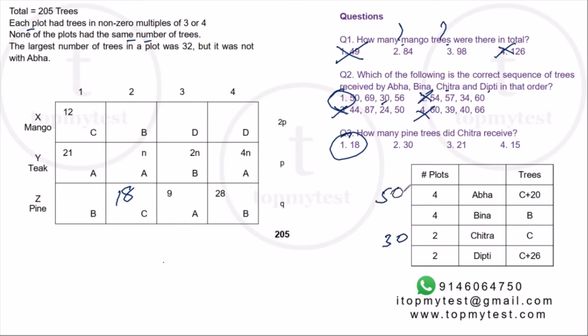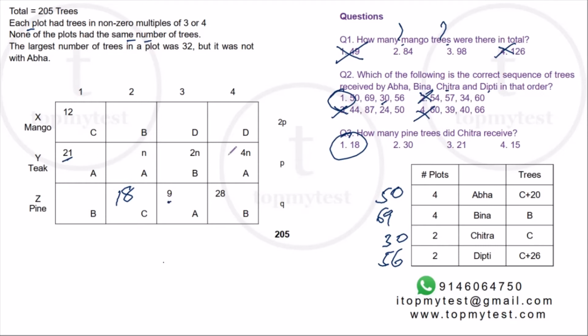This will be 50. This will be 56, and this balance will be 69. Now let's see if we can fill up the rest of the plot. We know C's parts. Okay, now let's try this one. Okay, A total is 50. We know 21 plus 9, 30 we already know.